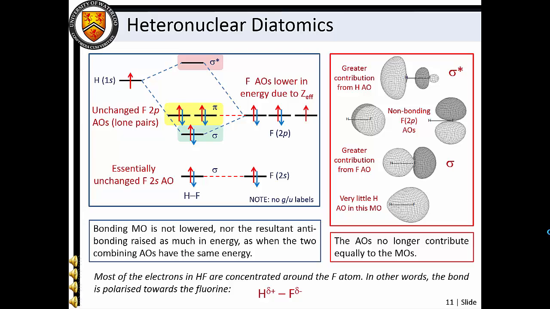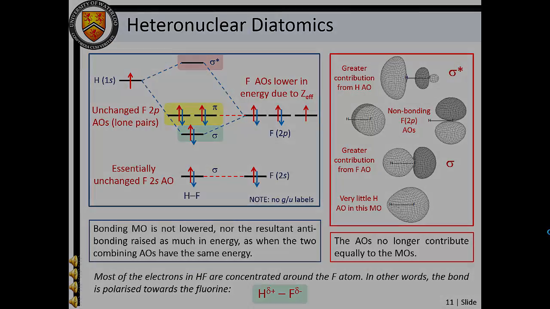In building up our ground state molecular electronic configuration, we find that 2 electrons occupy each of the sigma bonding and pi non-bonding MOs. Since each of these MOs is predominantly composed of fluorine atomic orbitals, we see that the electronic density in hydrogen fluoride is located predominantly around the fluorine nucleus. Thus, the fluorine end of the molecule has a time-averaged partial negative charge, and the hydrogen end has a partial positive charge. In other words, the bond is polarized towards the fluorine, and HF is a polar molecule.